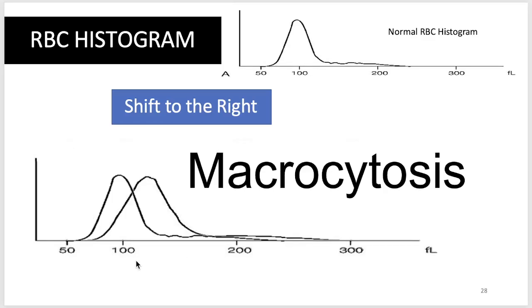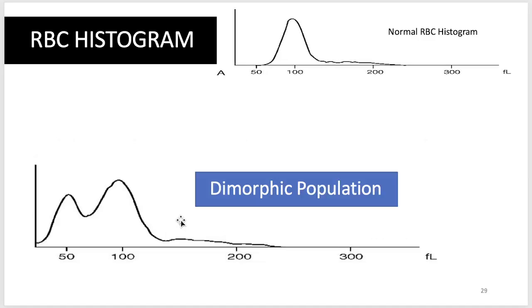Pag shift to the right, meaning more than the normal distribution, therefore mas malalaki ang ating RBC, kaya tinatawag natin na macrocytosis. And then we have also a dimorphic population. Pag sinabi nating dimorphic population, there is a bimodal peak of the curve. So two populations of sizes of your red blood cells. So tingnan natin, may isang peak, may another peak. This is the bimodal peak of the curve.